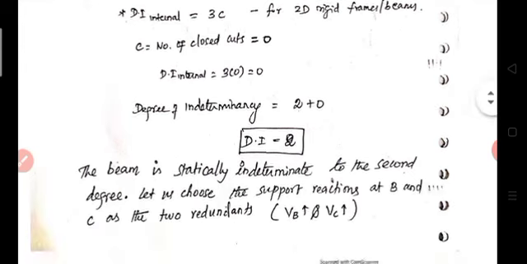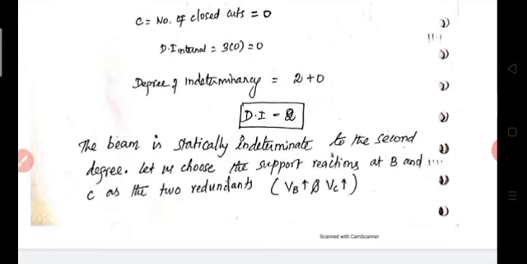In the case of beams there are no closed cuts. Closed cuts are generally considered in rigid frames and portal frames. For portal frames we have to consider the number of closed cuts. So in the case of beams, closed cuts is 0, therefore internal indeterminacy is 0. The total degree of indeterminacy is equal to external plus internal, so finally it is 2. Our given 2-span continuous beam is statically indeterminate to the second degree.